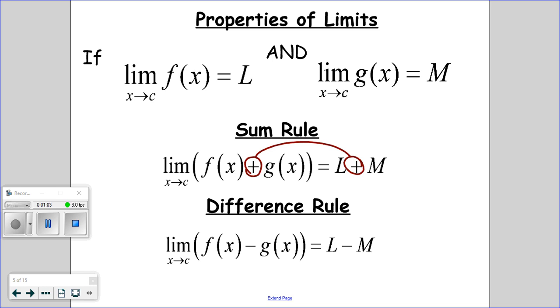Same thing for our difference rule. If I'm subtracting two functions, I really could do the limit of each one individually and subtract the results.